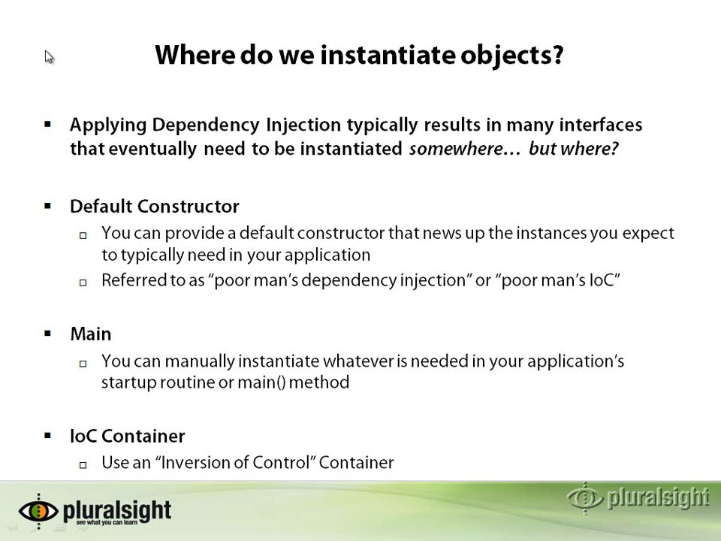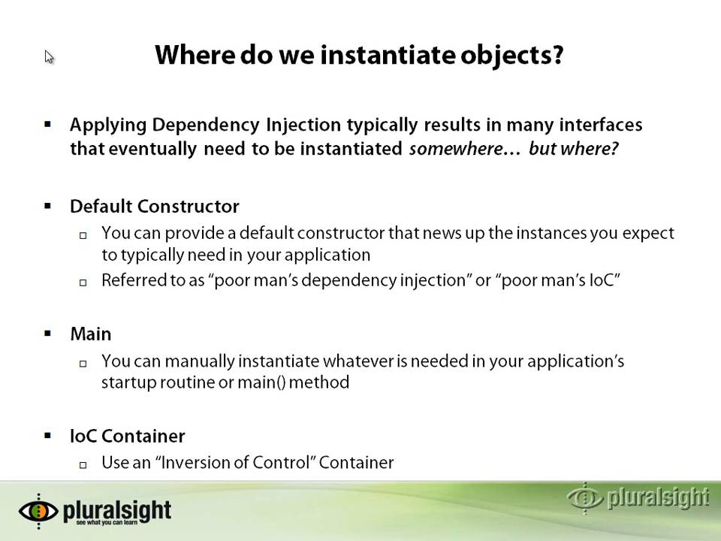If we're not instantiating our objects, where do we instantiate them? Somewhere we have to do this. So typically what happens when you apply dependency injection is you get many small interfaces, which is good because each one of them is very cohesive. They're loosely coupled to one another. They follow the single responsibility principle. They follow the interface segregation principle. But at some point, you have to actually create these objects.